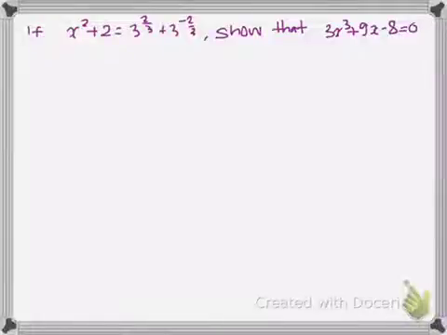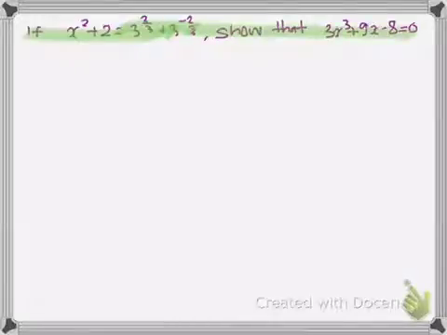Hello, let's try to solve another question from exponential equation. The question says: if x squared plus 2 is equal to 3 to the power 2 by 3 plus 3 to the power negative 2 by 3, so that 3x cubed plus 9x minus 8 is equal to 0.